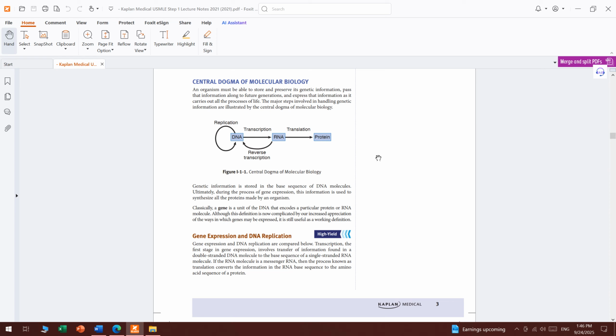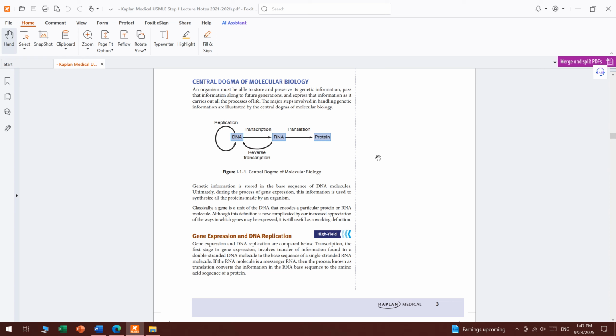Gene expression and DNA replication, a comparative overview. It is crucial to distinguish between gene expression and DNA replication, although both involve DNA. These two fundamental processes serve different biological purposes and have distinct characteristics. Gene expression is the process by which the information encoded in a gene is used to synthesize a functional gene product, typically a protein or an RNA molecule. It involves two main stages.